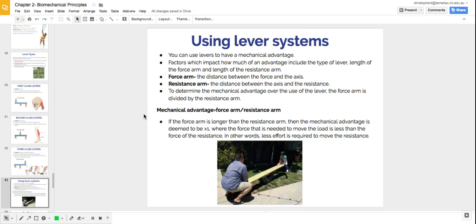To look at that advantage, we go force arm divided by resistance arm. So if our force arm is longer than the resistance arm, then the mechanical advantage is deemed to be greater than 1. That means that the force needed to move the load is less than the force of the resistance, meaning, essentially, that less effort is required to move the resistance. If it is less, so the greater the resistance, that means we have to generate more force.